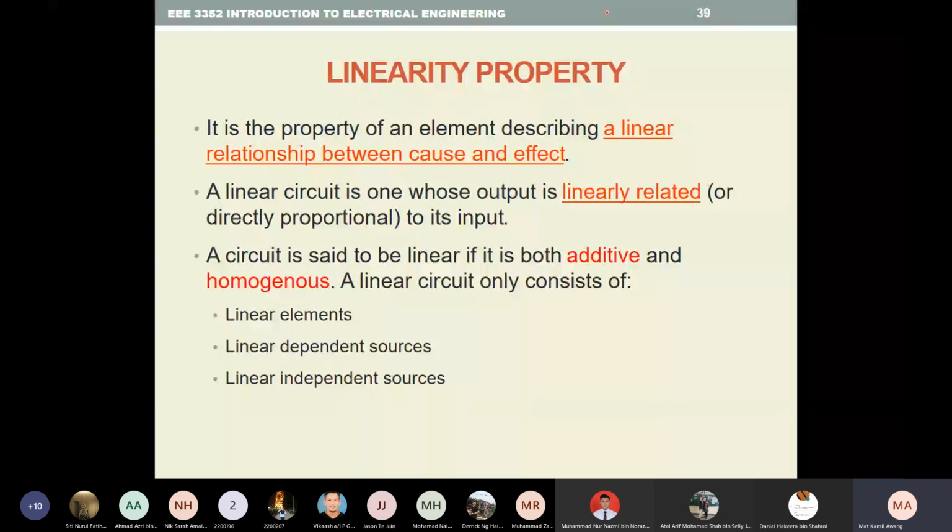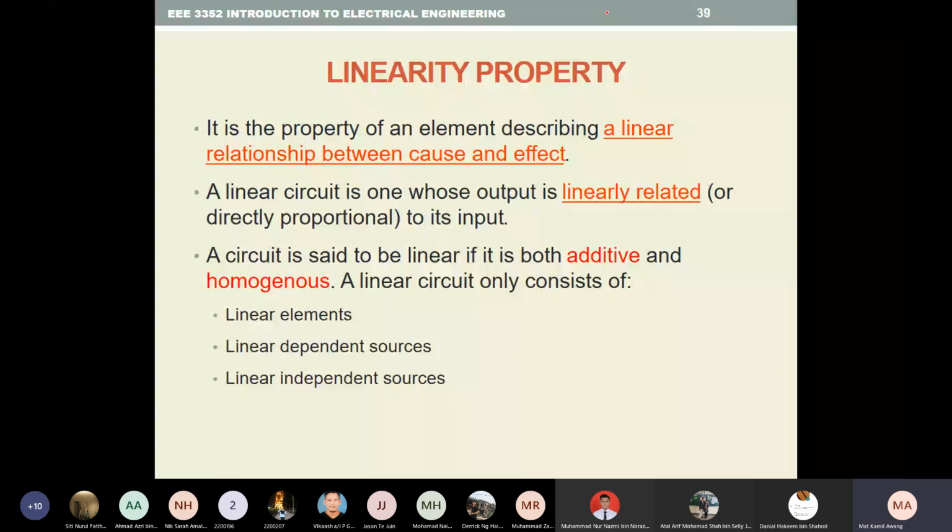A linear circuit is one whose output is linearly related to its input. So basically, the relationship between input and output is directly proportional.